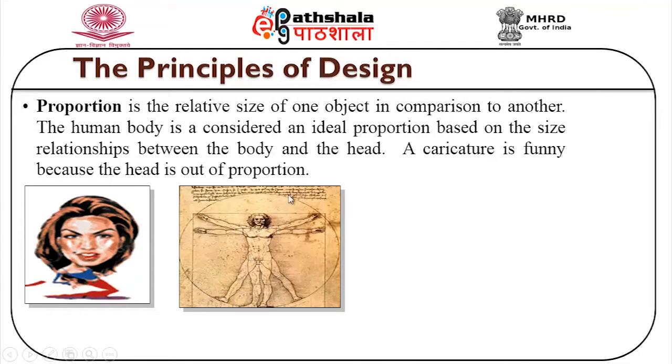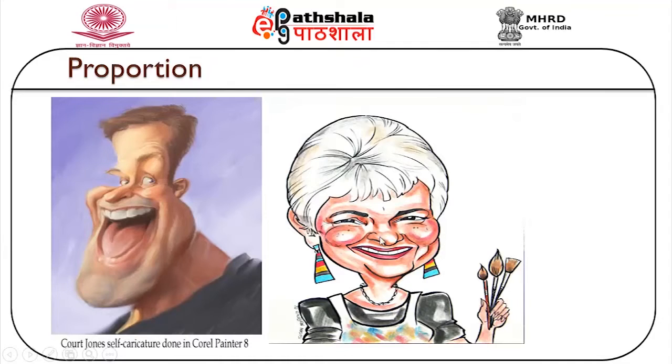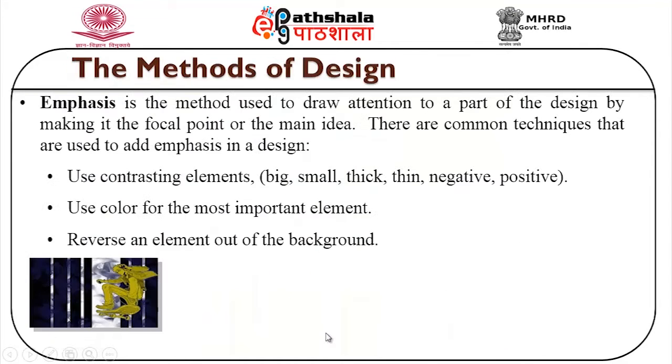If you look at this human being, the body parts are always in proportion with each other, whereas in caricatures like this we can see that the face and the body are not in proportion with each other. So these are different caricatures where we can see the proportionality is not being maintained, wherein the head is of different proportion when compared to the size of the body.